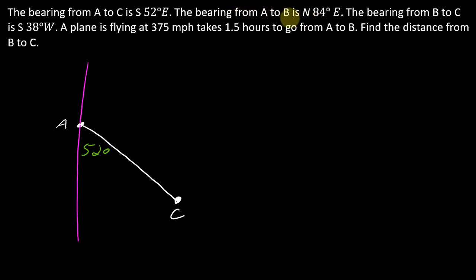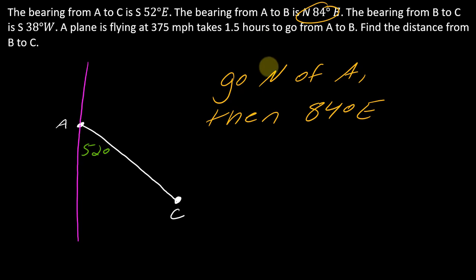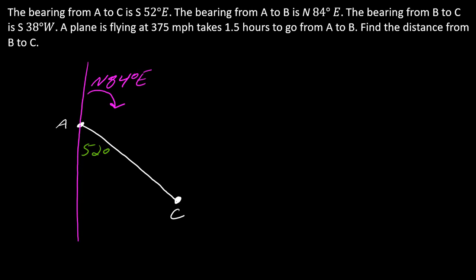So I've got this, the bearing from A to B is north 84 degrees east. So again, this is really saying to go north of our point A and then 84 degrees east. So I start somewhere up here and then I go 84 degrees this way because this is the east direction. So going this way, I get some line that looks like this, and this should not be 840. This should just be 84 degrees. Just remember that's 84 degrees. I'll fix it in the next one.